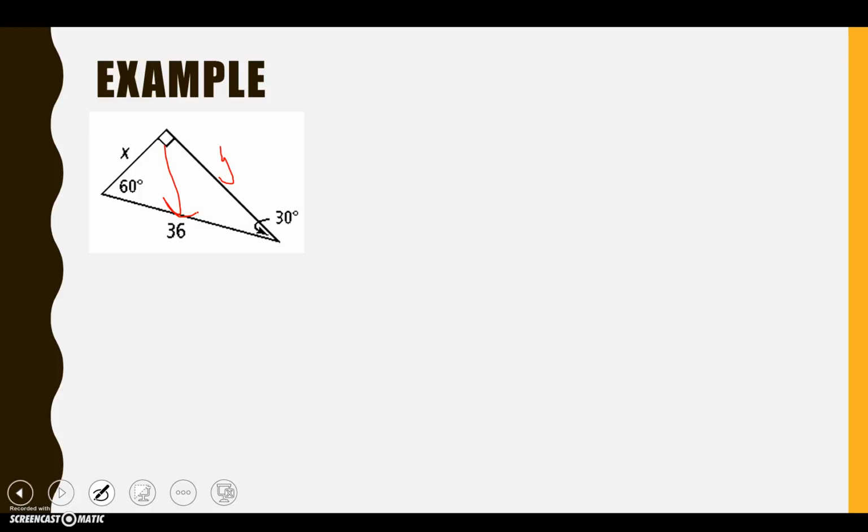So before I can get anything across from the 60, I need to get stuff that's across from the 30. And that's always the case. You have to have the short leg in order to do anything else because the two relationships deal with the short leg. So let's first talk about the hypotenuse. The hypotenuse is equal to 2 times the short. And so if I substitute some values in, I know that 36 is equal to 2 times the short, and the short leg is known as x.